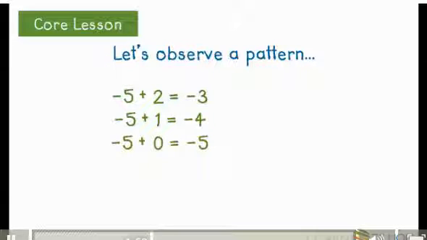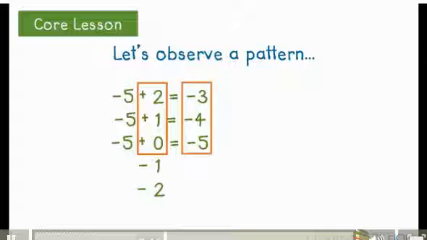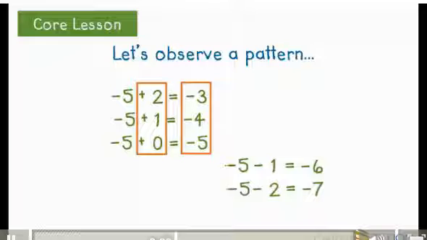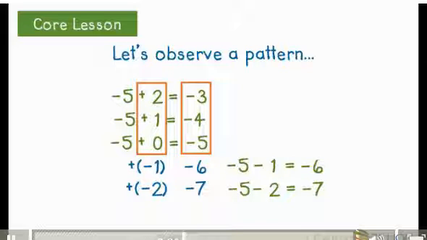Let's observe a pattern. We can see a pattern of adding positive 2, adding positive 1, adding 0. One way to continue the pattern would be to subtract 1, subtract 2, and so on. When we look at the answers, we can see that they're decreasing by 1. We can assume that the next two numbers would be negative 6, negative 7. Another way that we could have continued the pattern would have been to add negative 1, add negative 2, and so on. This still would have allowed us to continue the pattern in the sum.